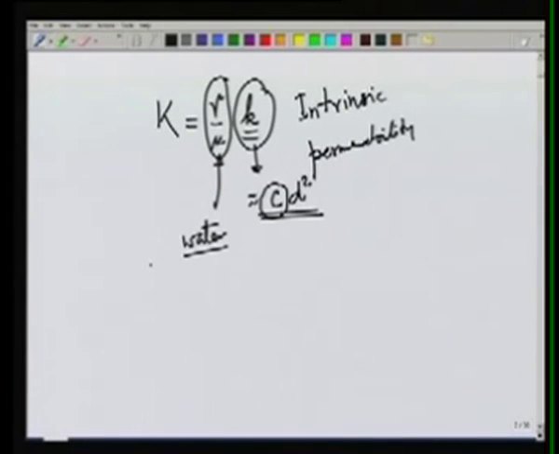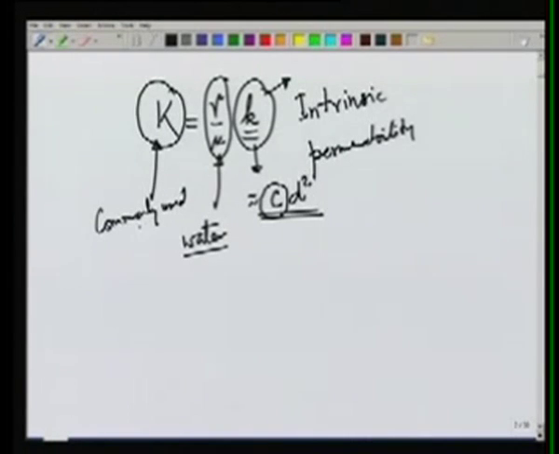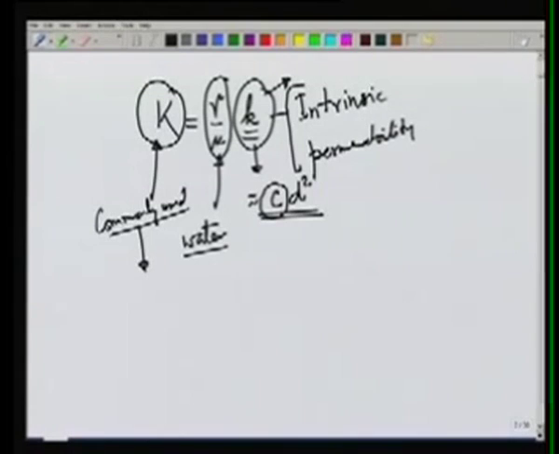Even for water, the value of gamma and mu may be different at different temperatures. In general, in groundwater flow, we will assume that the temperature variation is very small and water is the flowing fluid. Therefore, K is commonly used, not the intrinsic permeability. So the commonly used term is the hydraulic conductivity, since water is the flowing fluid and temperature can be assumed constant. If not, then it is better to use the intrinsic permeability, because that will not change with fluid properties.